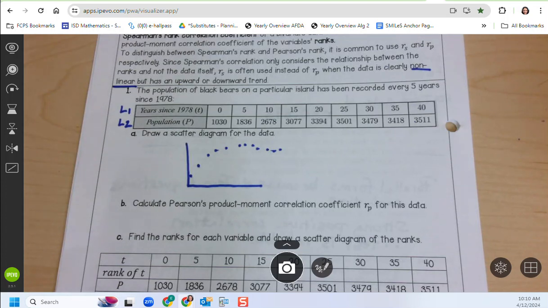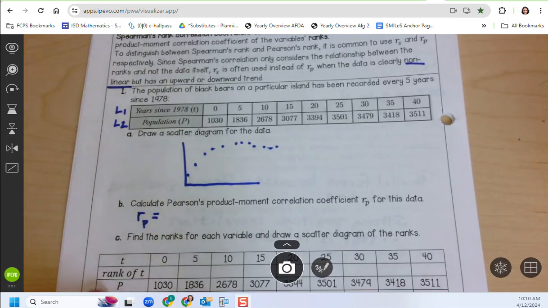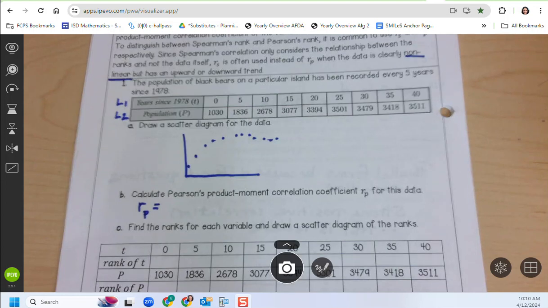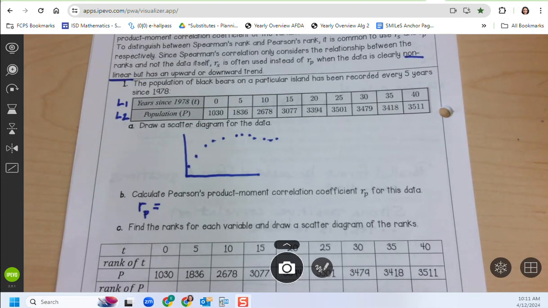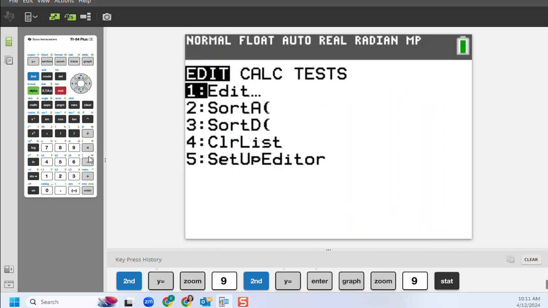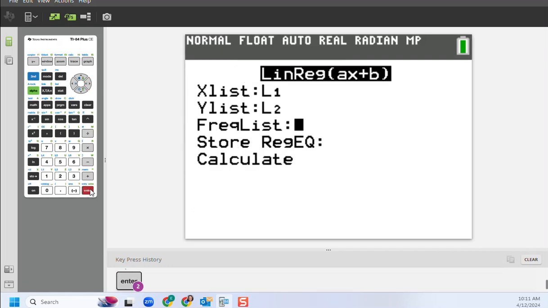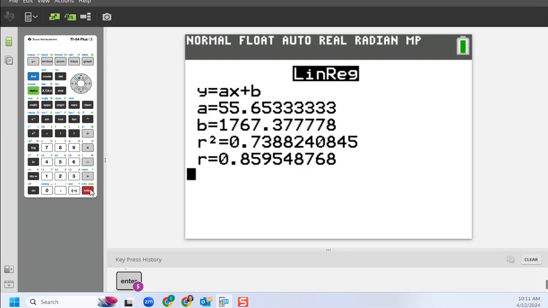Okay, for B, we're gonna find R, and we're calling it R sub P because it's Pearson's. That's the one from last lesson. So you're gonna go back to your calculator, and we're gonna do stat calculate. And we'll do the linear regression, which is 4. And just like in the warm-up, we're going to find R. So I get R is 0.860. Is that what you guys got? Yeah.